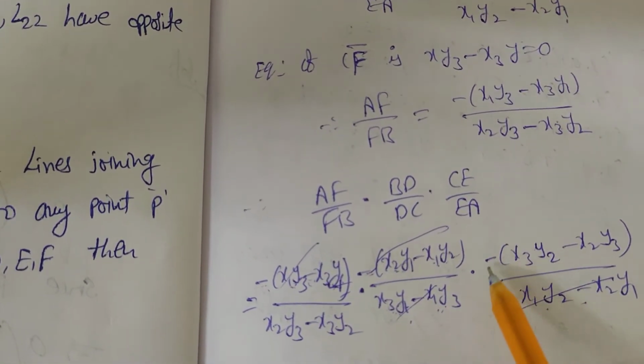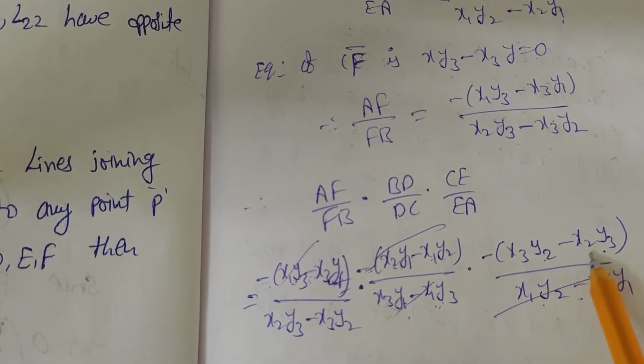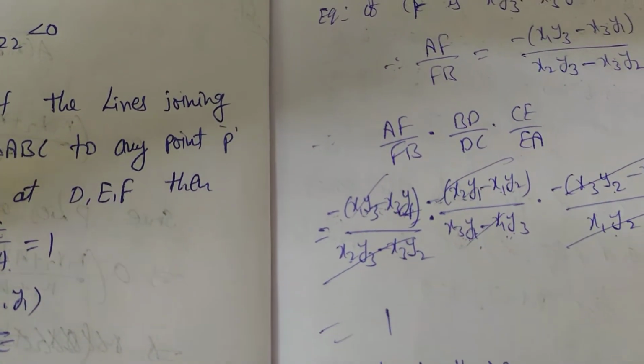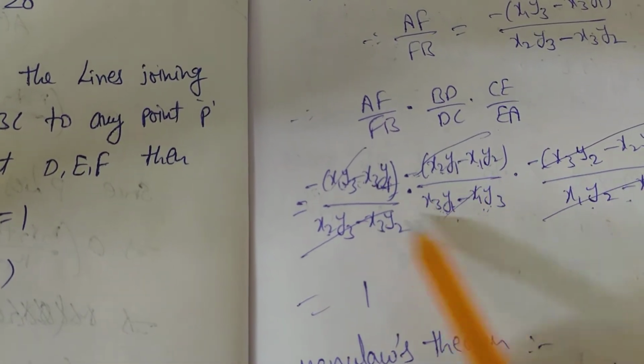Similarly, here if you multiply minus inside, then we have x2 y3 minus x3 y2. So x2 y3 minus x3 y2, here also x2 y3 minus x3 y2. So these also cancel. So the ratios all cancel, and we have 1 only. Numerator and denominator get cancelled, which means 1. So this is nothing but our required proof.